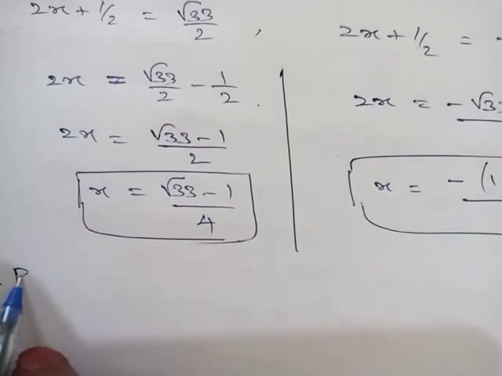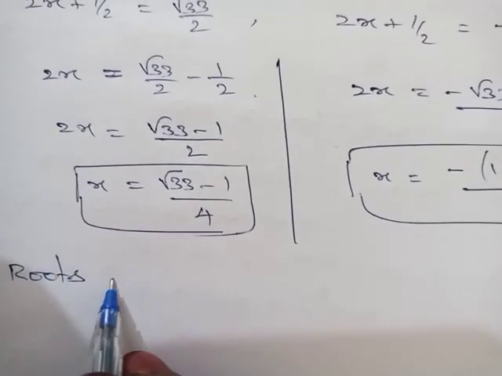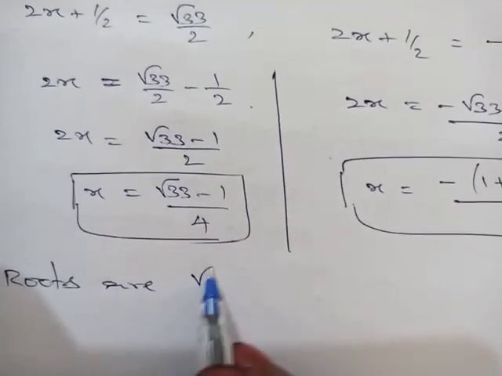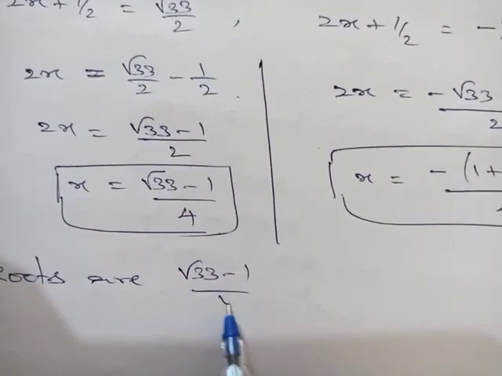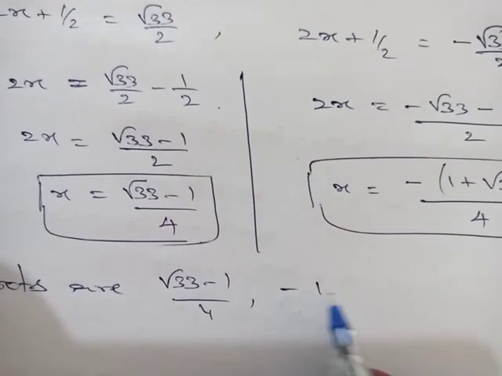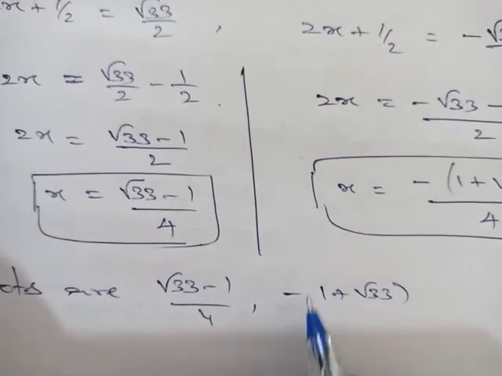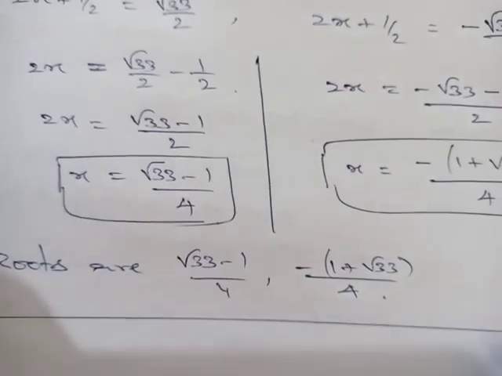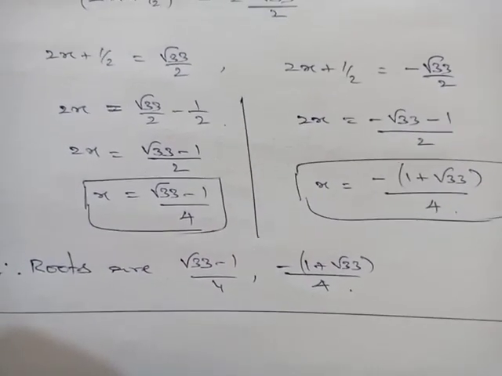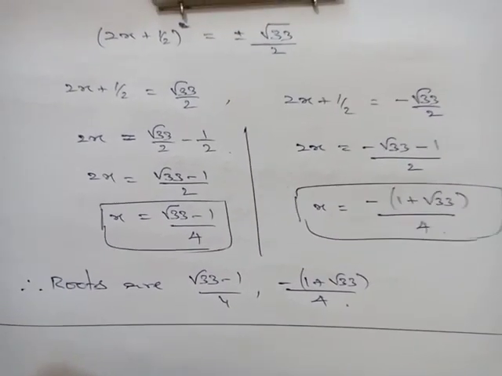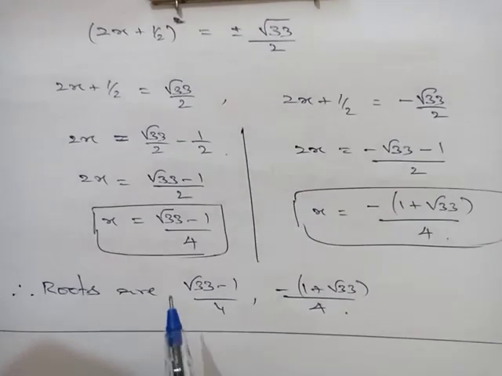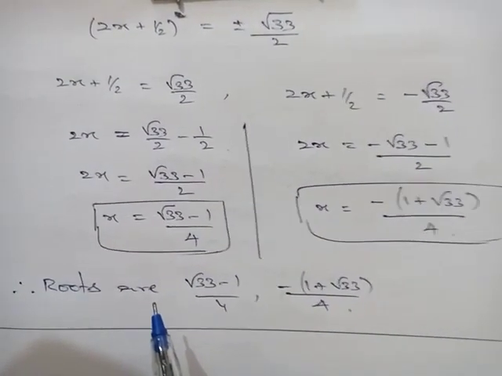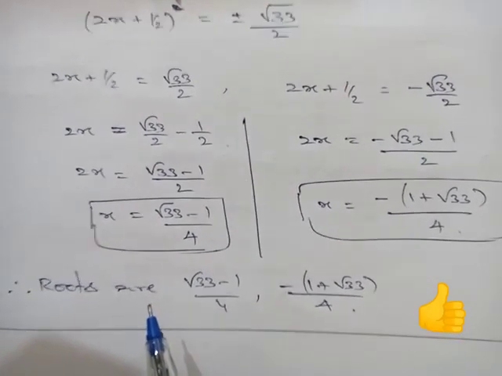Therefore, roots are (root 33 minus 1) by 4, comma, minus of (1 plus root 33) divided by 4. These two are the roots of the given quadratic equation. So, the square completion method also you just keep in your mind, but this is not for the exam point of view.